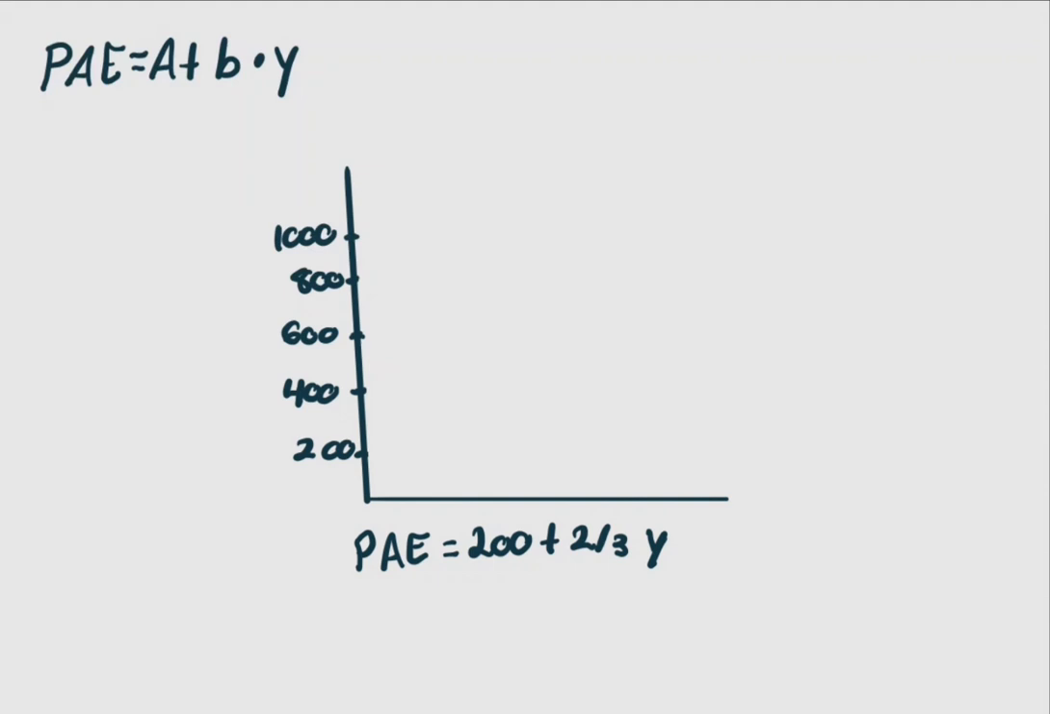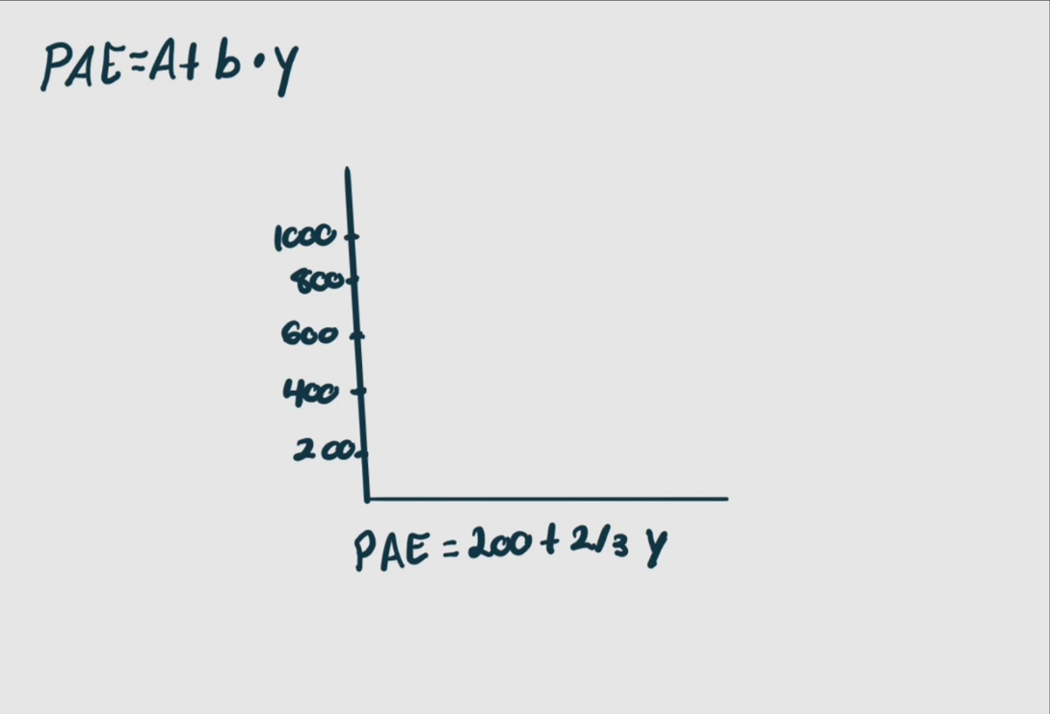Going to be mastering the PAE graph. First, we're going to look up here in the top left and look at the equation we're going to be using, which is PAE, planned aggregate expenditure, equals A, also known as autonomous expenditure, plus B, also known as marginal propensity to consume, times Y, which is our GDP. So we're going to come down here to below the graph.